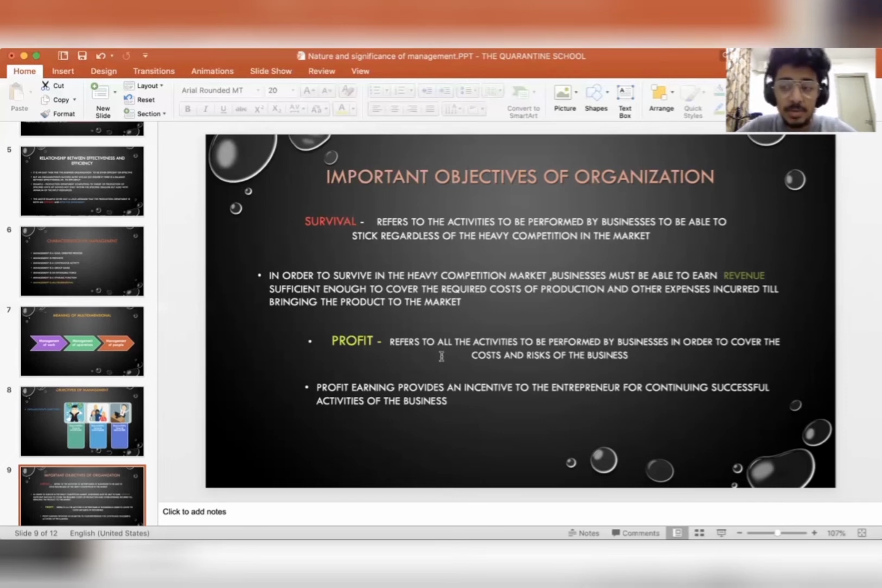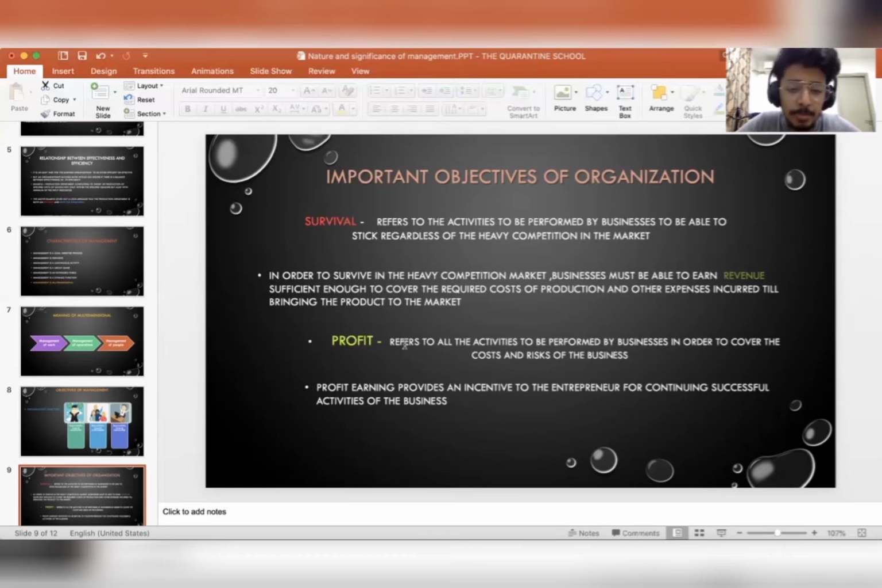In order to survive in the heavy competition market, business must be able to earn revenue. Now, what is revenue? The amount generated from the regular activities of any type of business is called revenue. In order to survive, the business organization must be able to earn enough revenue to cover its cost of production and other direct expenses incurred, for example, the cost of manufacturing or the transportation cost in bringing the product to the market. The business must have enough money in its hand to be able to pay for all these. So this is survival.